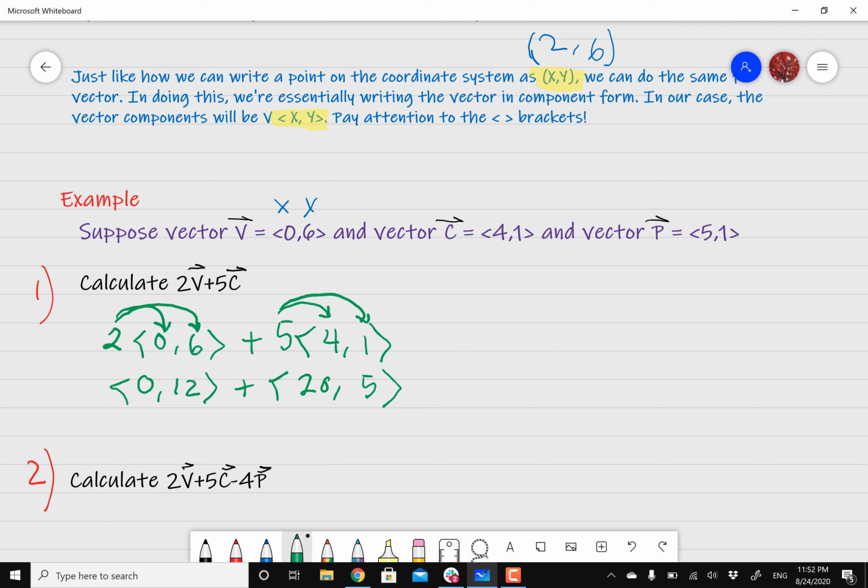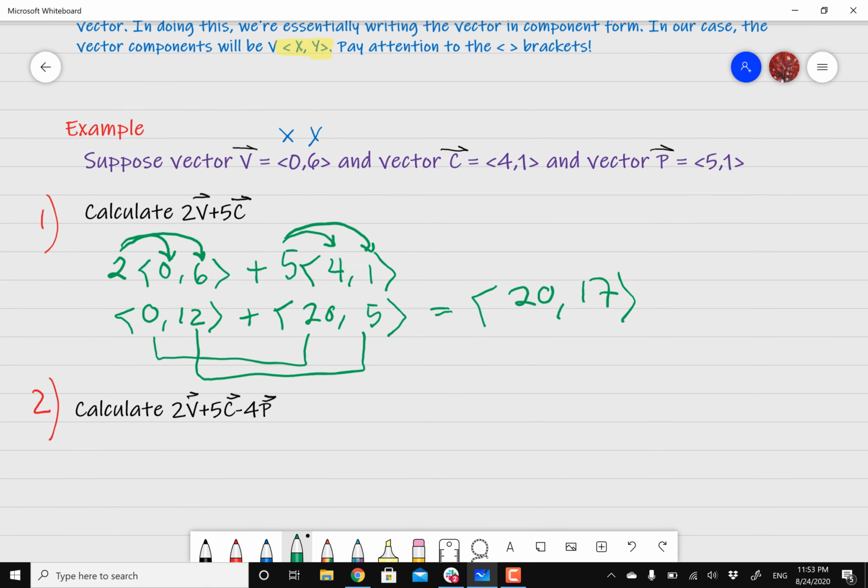And then all we're doing is adding your vectors together, which is relatively easy. First term goes to first term, and the second term you're going to add to the second term. So 0 plus 20, that's going to be 20. And then we've got 12 plus 5, and that's going to give you 17. All right, so after performing your scalar multiplication as well as your vector addition, that's what you're going to get. So that's going to be your new vector components.